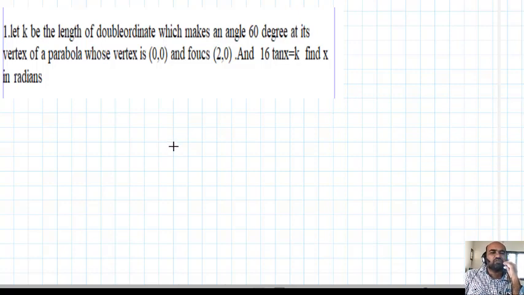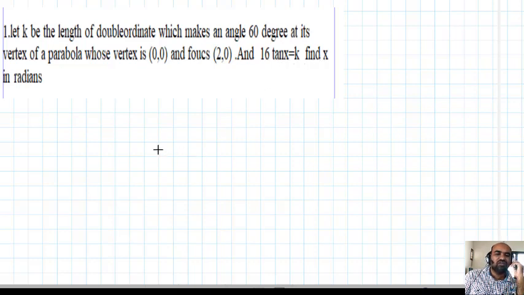Students, this is our first problem. Let k be the length of the double ordinate which makes an angle of 60 degrees at its vertex of the parabola whose vertex is (0, 0) and focus is (2, 0). And 16 tan x equals k, then find x in radians.